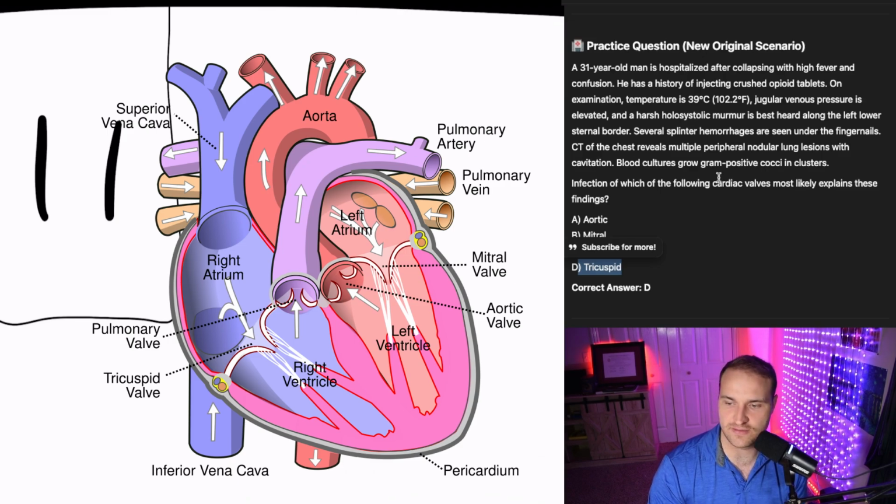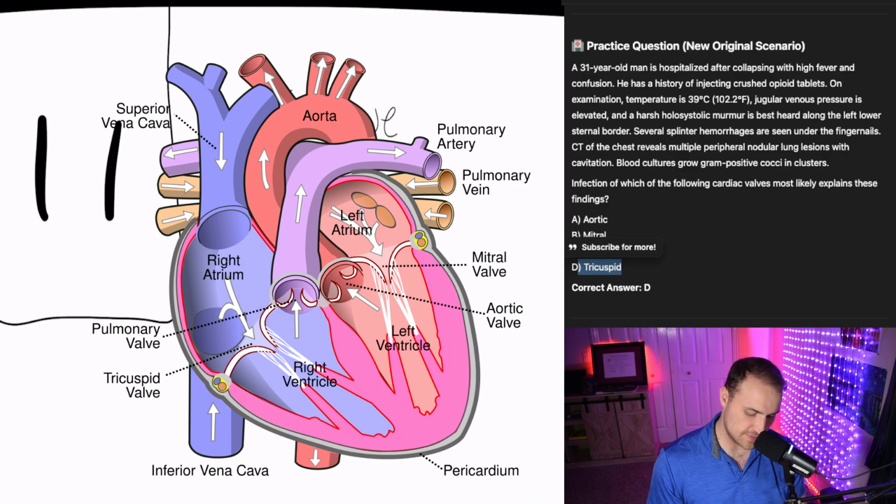And so you have vegetations of the tricuspid valve that are going to lead to tricuspid regurgitation. That's a holosystolic murmur at the left lower sternal border. And also you can have JVD with that. And it's septic emboli that can shower the lungs there. So intravenous drug usage, Staphylococcus aureus. That's going to be your classic setup for right-sided infective endocarditis.